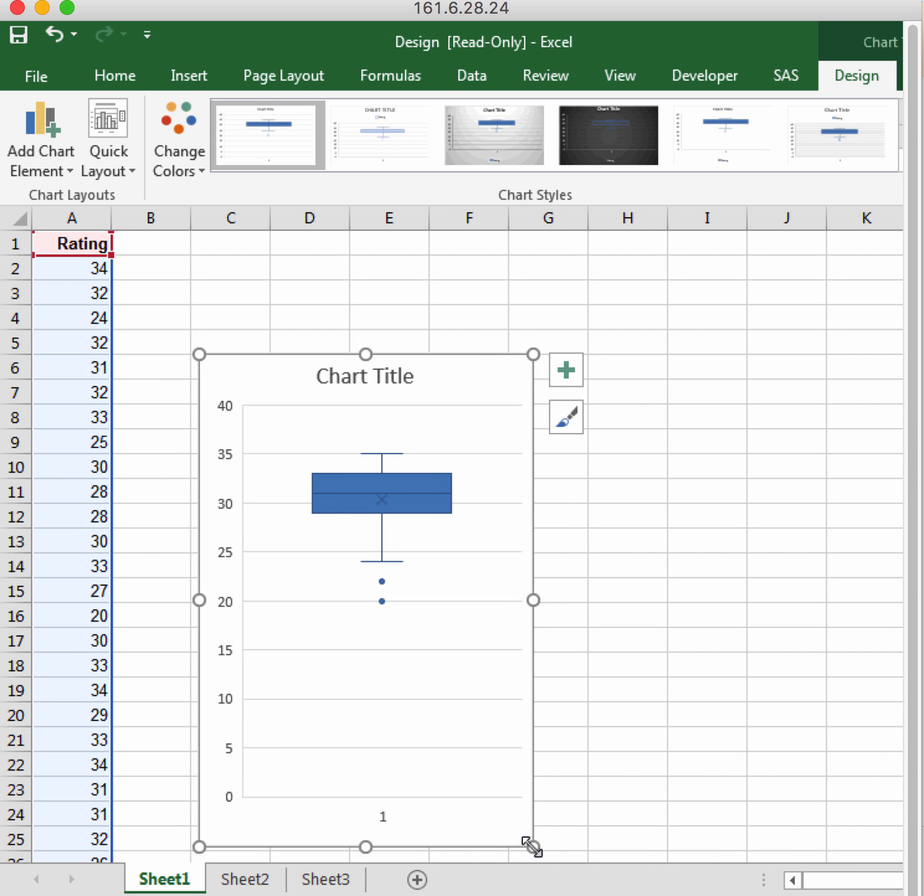This is exactly what we had from this chapter. If you did it manually, you will get exactly the same. So we have, as rating, the upper limit is at 35. The lower is about 24, and you have those considered as outliers. The median is over here.